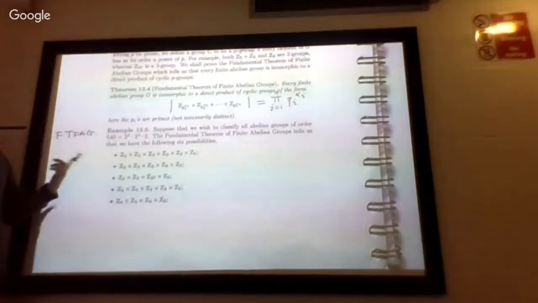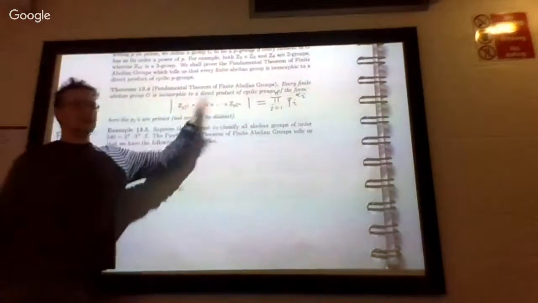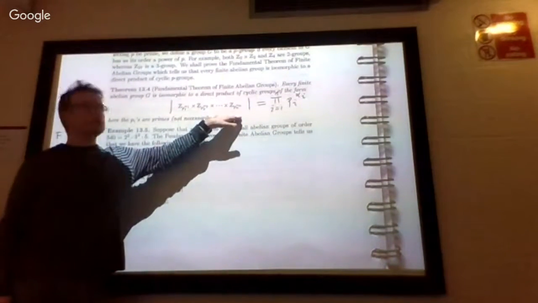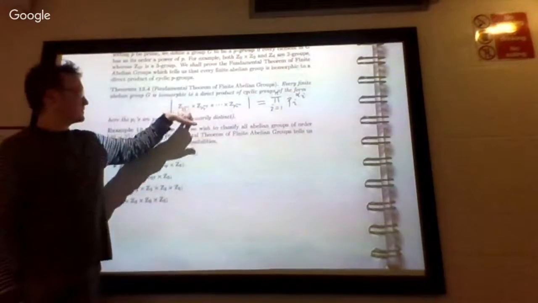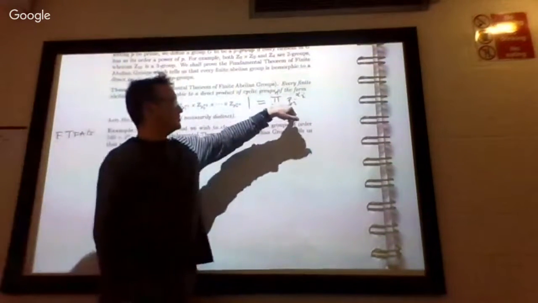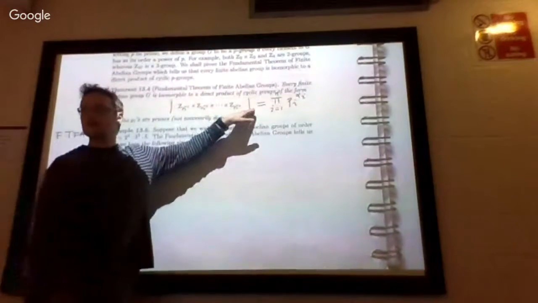Now the fundamental theorem of finite abelian groups says that any group of size 540 is going to be equal to some direct product like that. But these subscripts have to have this property that when you multiply them all together, you get the size of the whole thing.